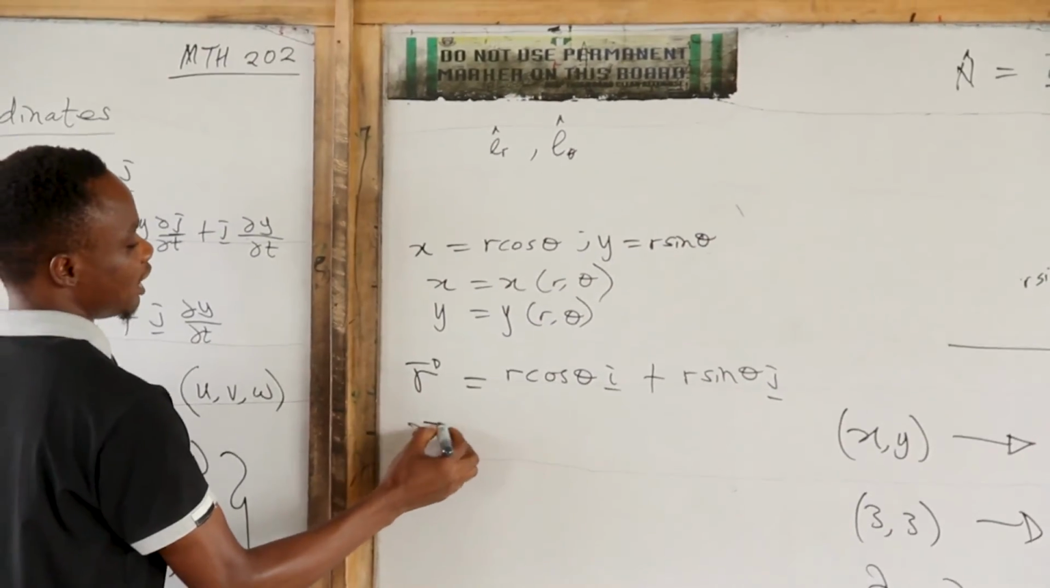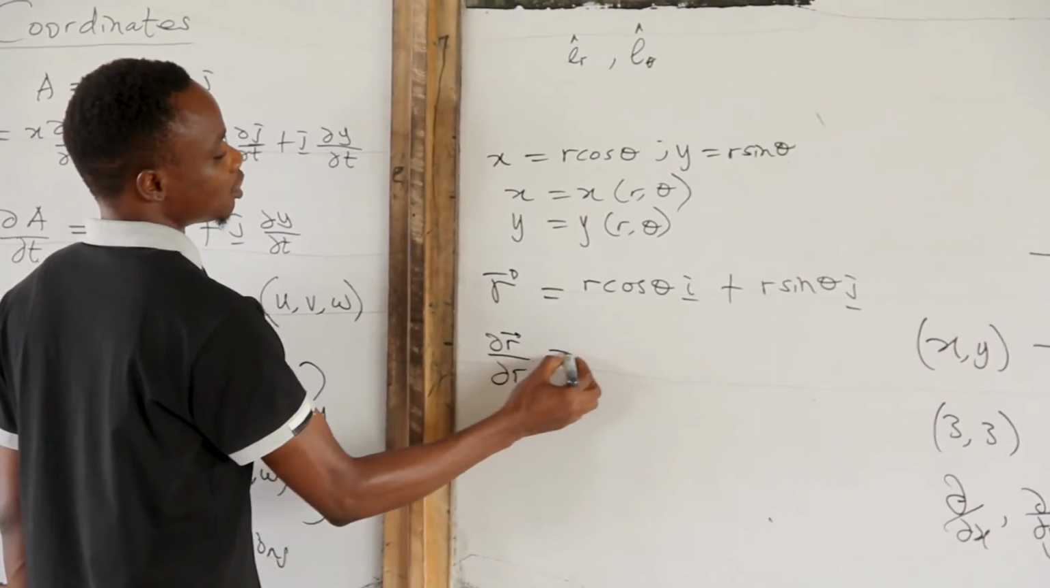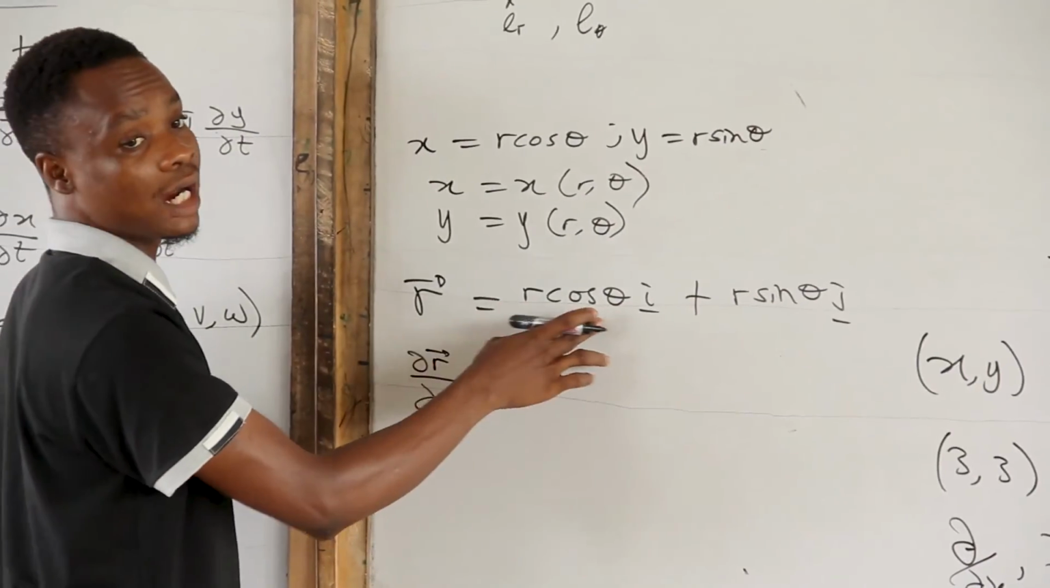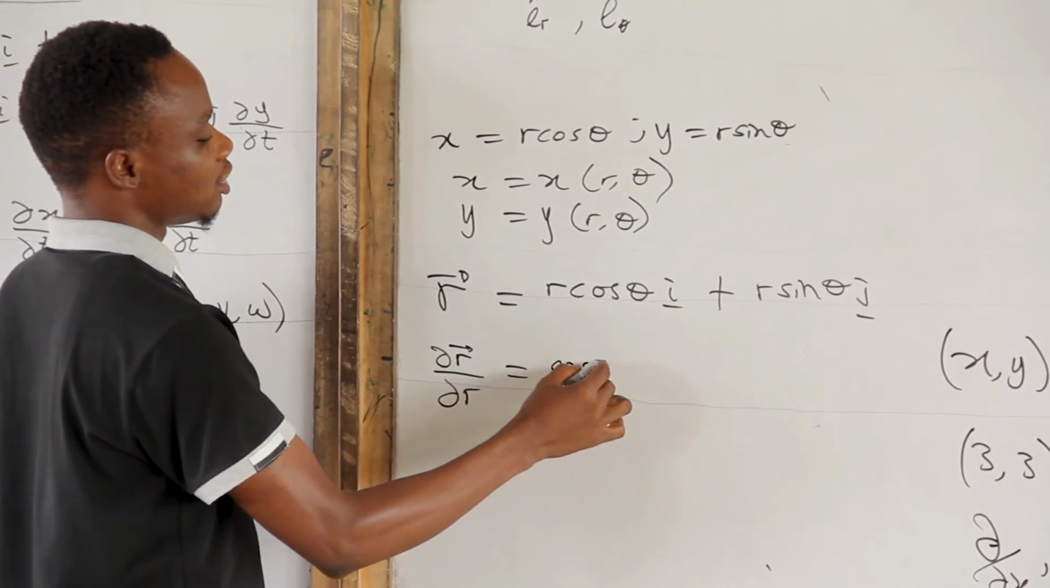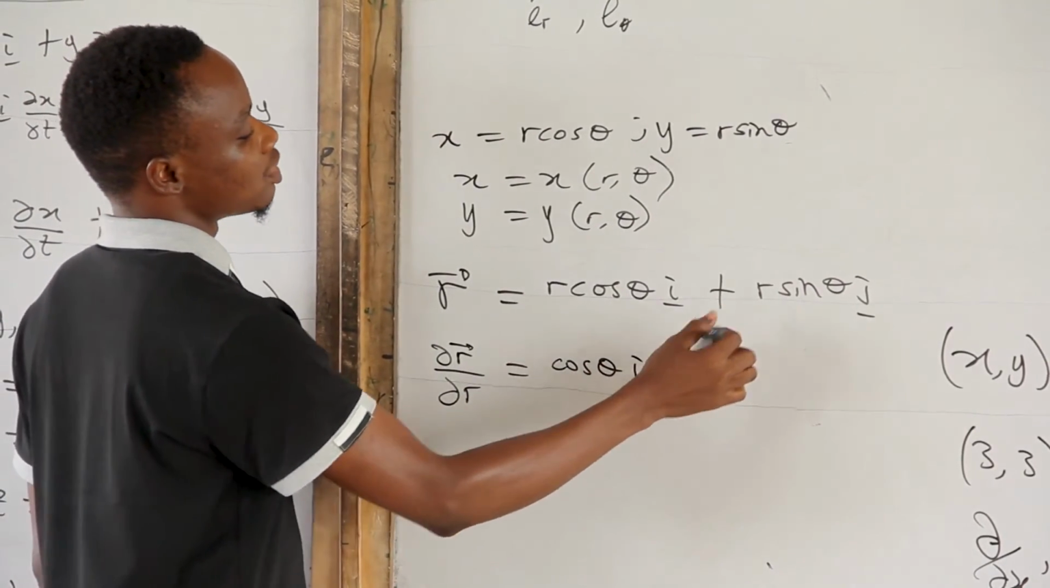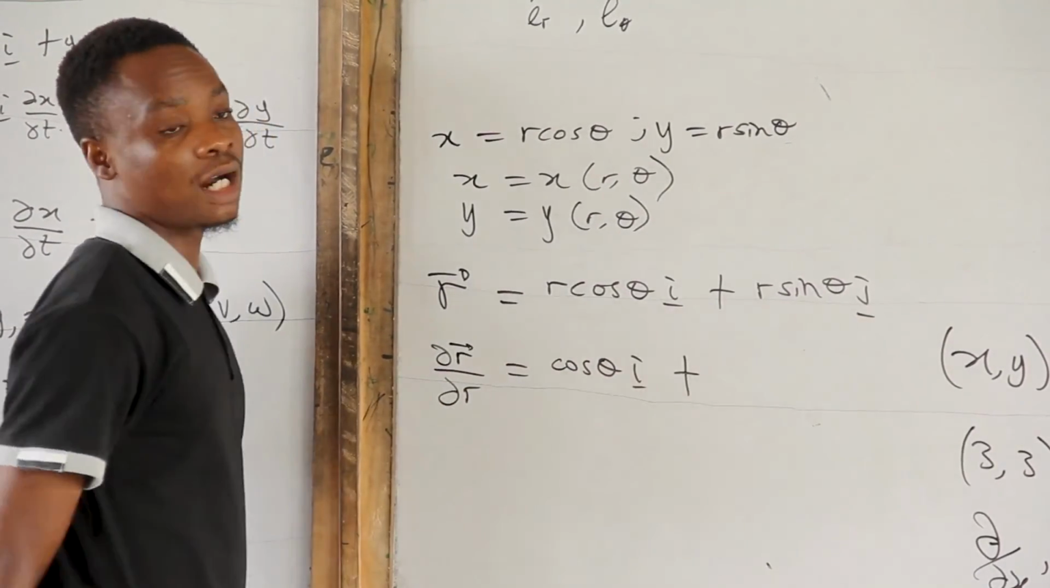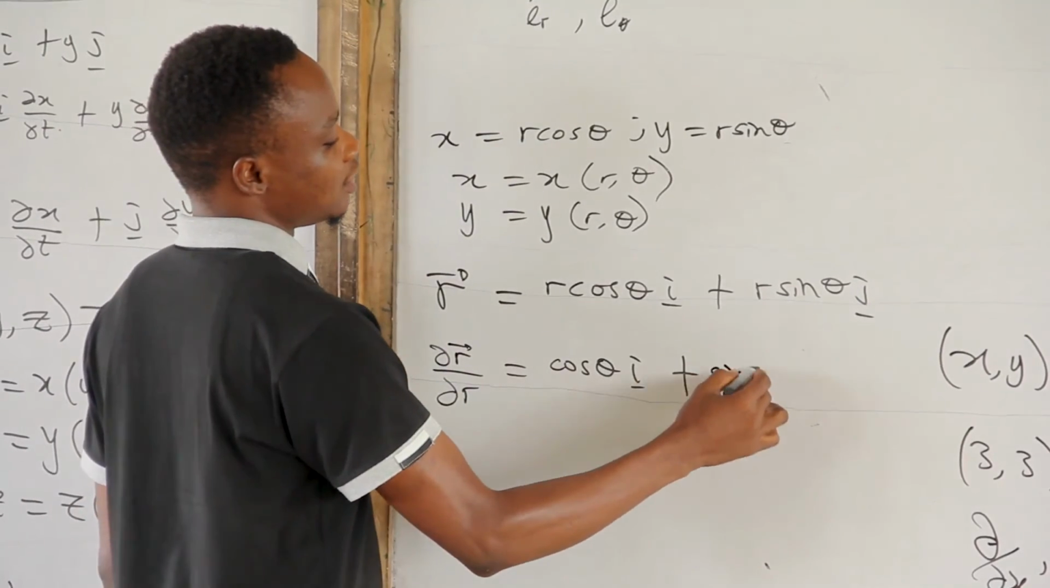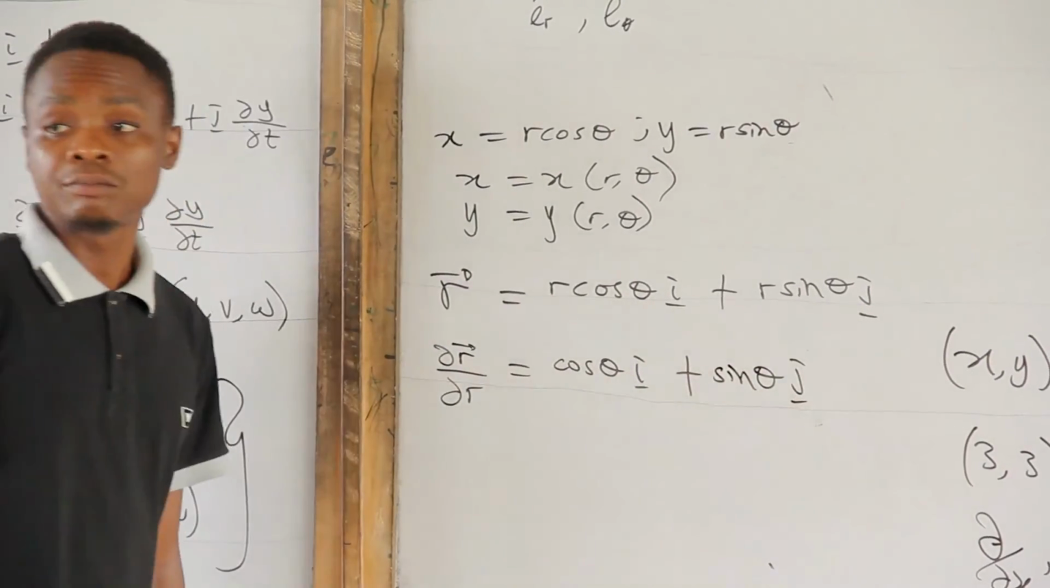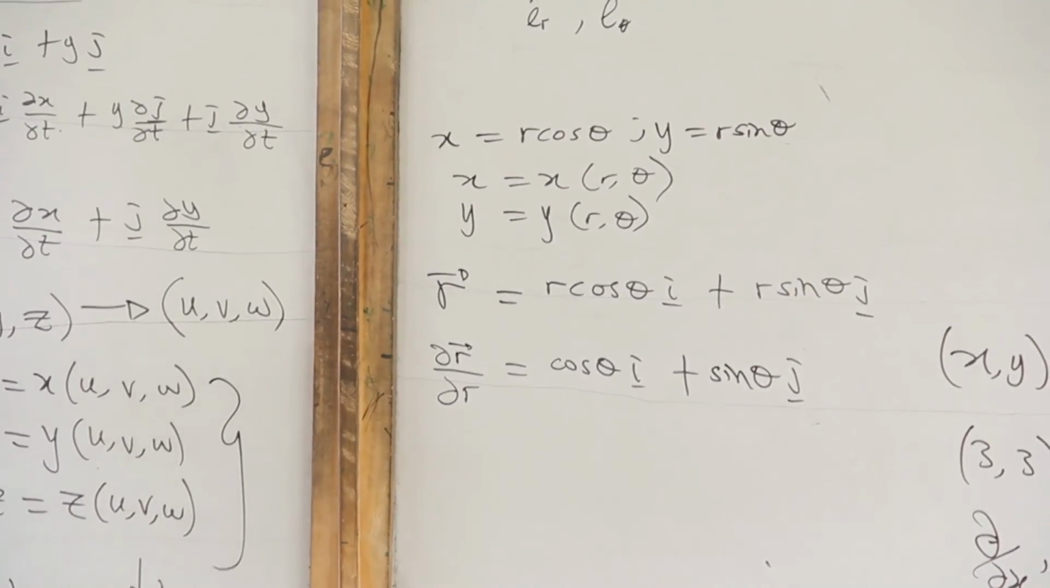We're going to have r be r cos theta, and differentiate with respect to r. That will be cos theta i plus, this with respect to r, that will be sin theta j. Then we find out, is it really a unit vector?